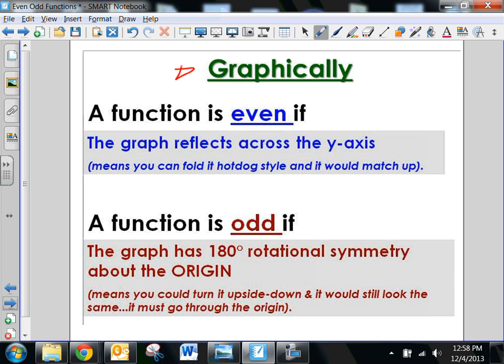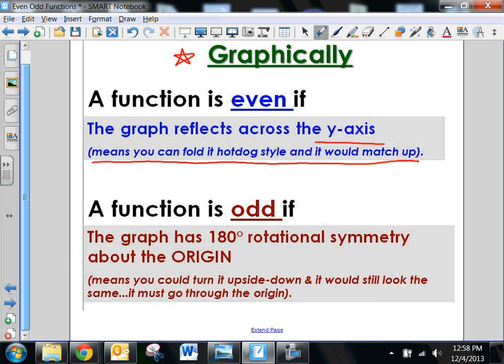All right, the next way that we're going to look at even and odd is graphically. It's showing a picture of the function. And a function is even if the graph reflects across the y-axis. Okay. And then here's a little hint that you need to write down. It means if you can fold it hot dog style, then it would match up. So we'll show you what that looks like on the next slide. And then the next one is odd. A function is odd if it can be rotated 180 degrees about the origin, then it's odd.